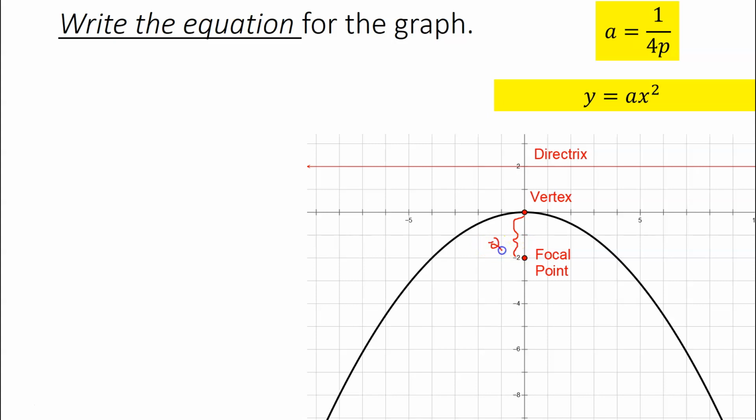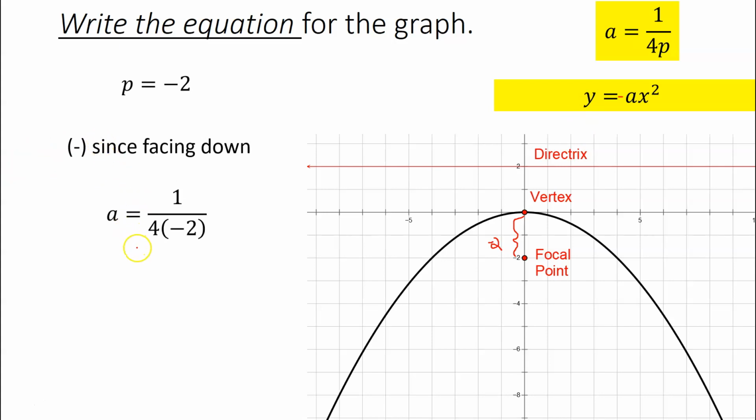You got to keep track of which direction these things go. The focal distance is -2. I will get a negative A then, which should make sense because this parabola is facing down. Parabolas with negative A's face down. So you just go through and you'll set it up. A is 1 over 4 times P, which is going to be a -1/8. And there's your equation right there for that particular parabola.